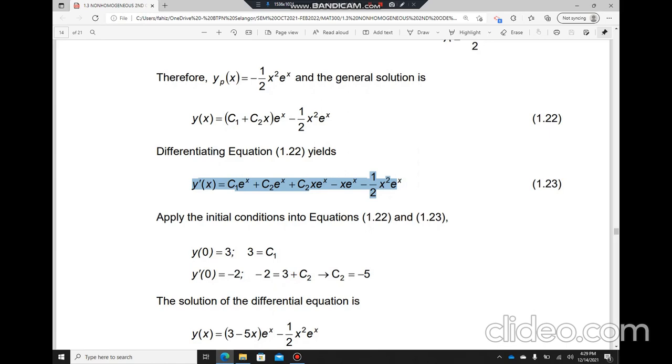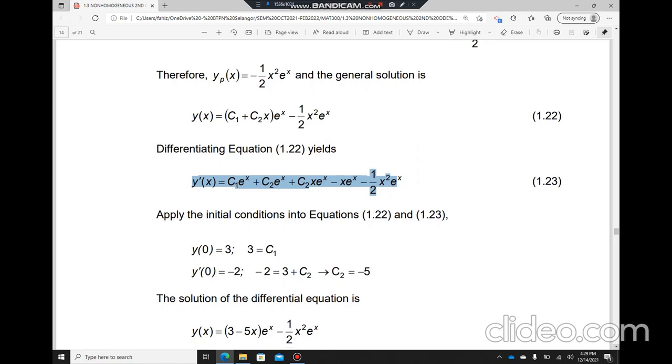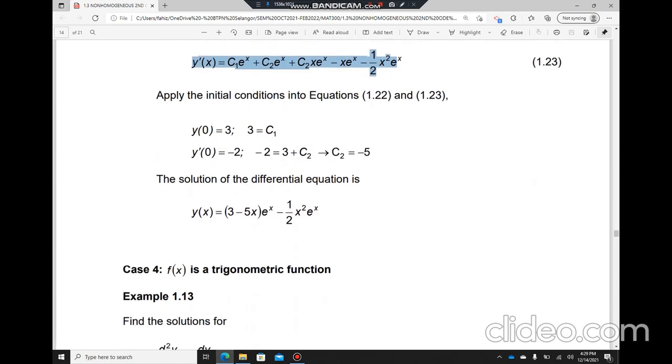Okay, so bila dah ada Y and Y prime, substitute apply the initial conditions. Okay, after you apply the initial condition, you get Y0 equals to 3 and Y prime 0 equals to negative C2. So the solution of the differential equation is, so gantilah tempat C1 and C2. So you get this differential equation.